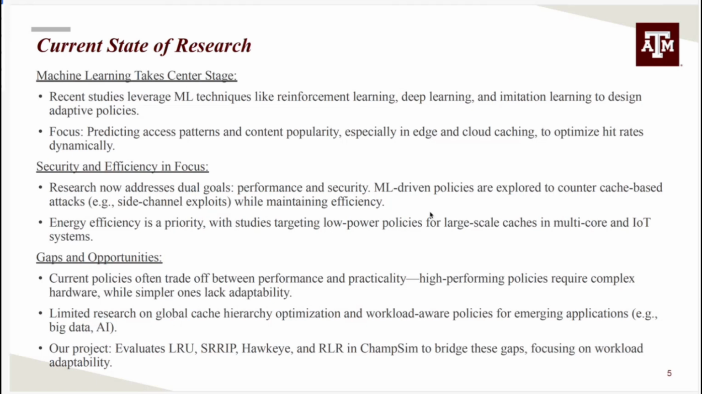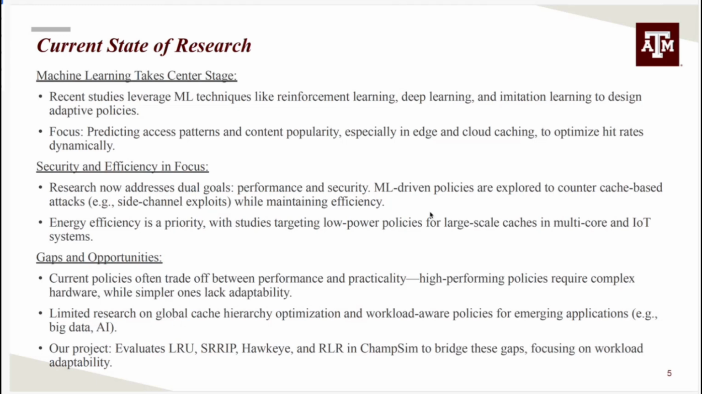Still, several gaps remain in the field. First, there is a persistent trade-off between practicality and performance. The most effective policies, those that mimic Belady or use deep PC-based tracking, require complex hardware. Simpler policies are easier to implement, but lack adaptability to evolving workloads.